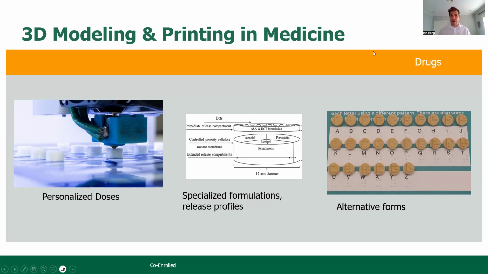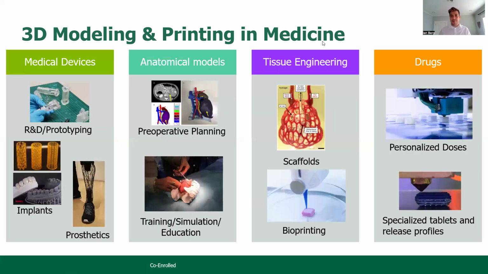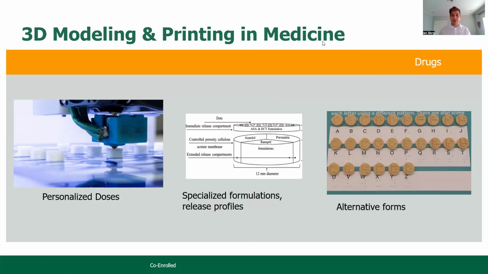I've seen some cool work trying to use 3D printing to aid with accessibility. So you can make forms of drugs that have braille letters on them, so anyone visually impaired could use the customized feel of the drug to recognize it.